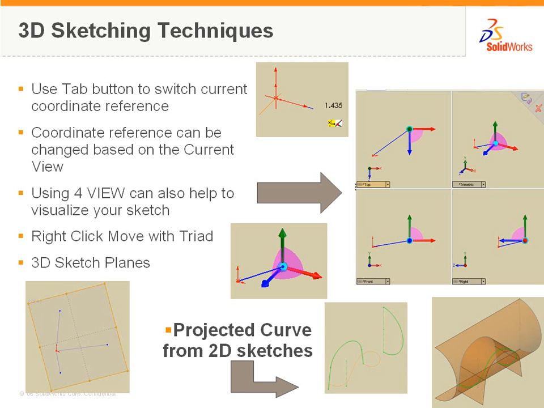Also in SOLIDWORKS 2006, they introduced the ability to generate sketch planes inside of a 3D sketch. This gives you the ability to add a reference plane by which to lay all your route lines on. And then my favorite tip here is to avoid 3D sketching altogether. I still need a 3D sketch, however, if I generate some 2D sketches, I can project them onto one another to generate my complicated 3D sketch. And with that, we'll go into SOLIDWORKS and take a look.